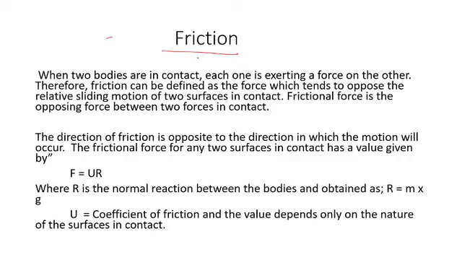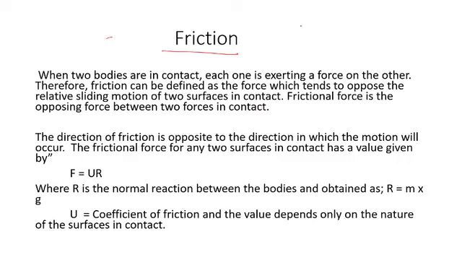Now, what is friction? When two bodies are in contact, each one is exerting a force on the other. Therefore, friction can be defined as a force which tends to oppose the relative motion of two surfaces in contact. Friction can only take place on a rough surface. It cannot take place on places as smooth as ice or as flat and smooth as glass. It can only take place when the surface is rough.